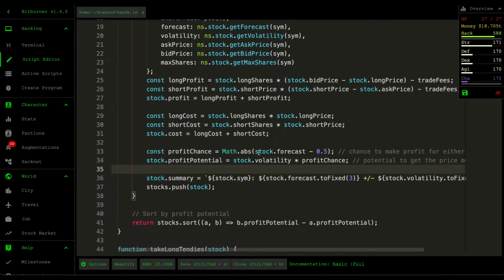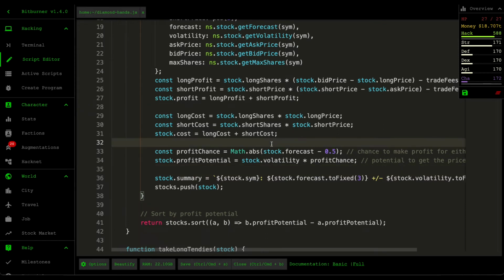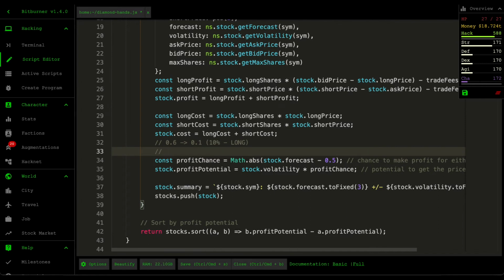So what we do here is that we take away 0.5, so the middle ground of the forecast, from the actual value, and then grab the absolute value of that, meaning that if the forecast is 0.6, then this value will be 0.1, meaning that there's 10% chance to make profit for long. And then on the other side of the spectrum, if it's 0.4, it's gonna become 0.1, meaning that there's 10% chance of making a profit for short. So that's what that means. So that's the absolute chance we have of making profit regardless of what position we take.